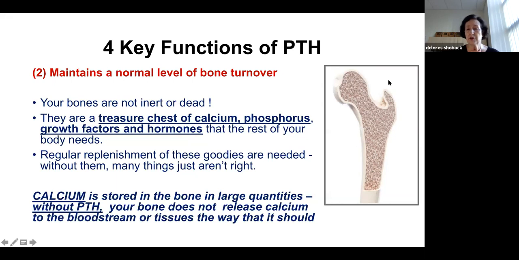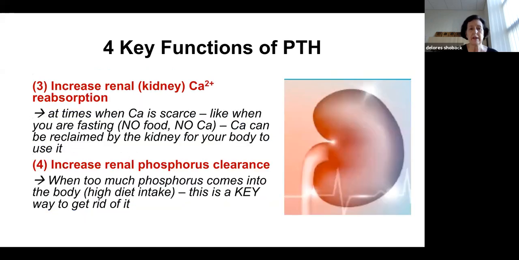So when bone is turned over or metabolized or recycled or anything you want to call that, these important goodies, okay, come into the circulation, calcium, phosphorus, etc. And our tissues and our cells need them. So if the bone turnover isn't happening normally, our bodies are being deprived of some of the goodies that are in the bone, okay? And calcium is one of those very important substances in the bone, and it's there in huge quantities. So without PTH or not enough PTH, the bone can't release the calcium that the tissues and the bloodstream need, okay? So that's a key function of PTH that gets messed up when we don't have enough PTH.